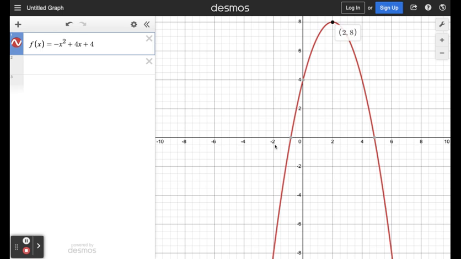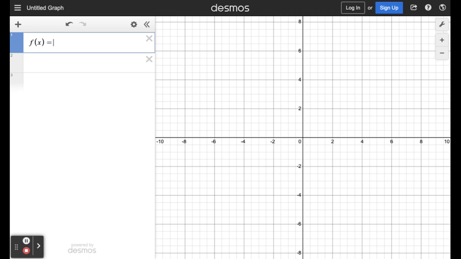The domain will go left to right from negative infinity to positive infinity, and it will go negative infinity for the range because it goes down first, and then the furthest up it goes is 8. So that will be to 8 with a bracket. So that's that problem. Let's type in a different one.